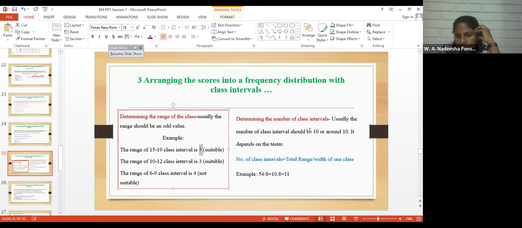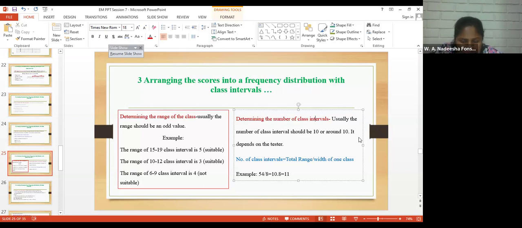Then we have to determine the class intervals. Usually for a frequency distribution, it is better to have 10 intervals or nearly 10 intervals. But it depends, that is the normal. Normally it is better to have 10 intervals or nearly 10. It means 7 intervals, 11 intervals like that.